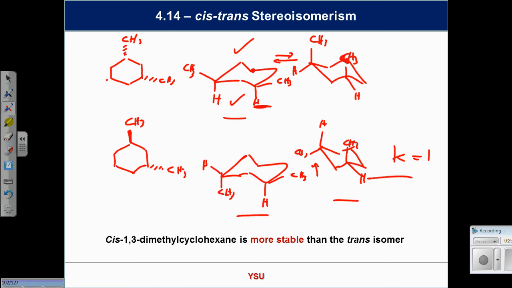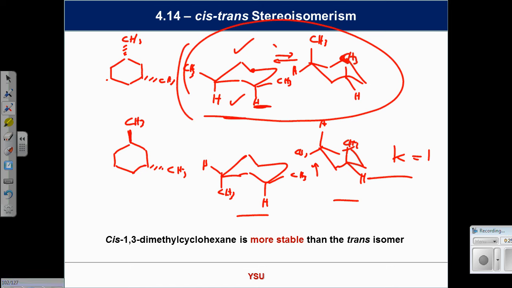That's it for the breaking down of the problem into the subcomponents, so you can see what we're trying to get at. Now we need to reconcile this with the statements at the bottom. Cis-1,3-dimethylcyclohexane is more stable than the trans isomer. Does that add up? The top picture, this molecule overall, is more stable than the one below it. Does that add up? Yes. Why?